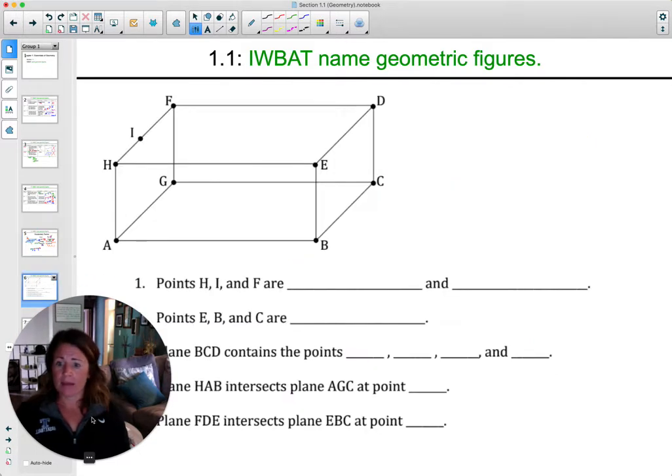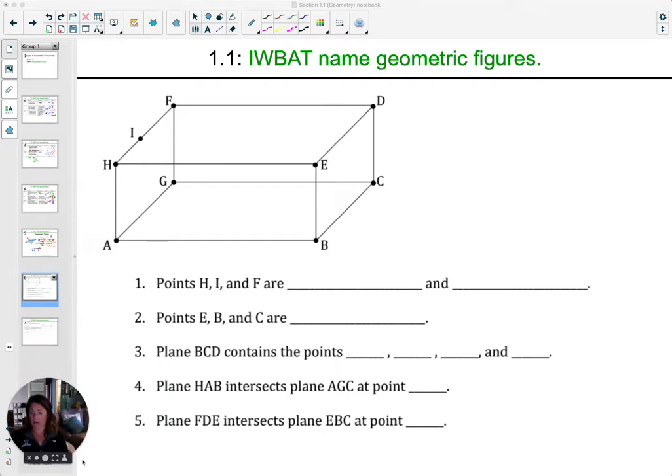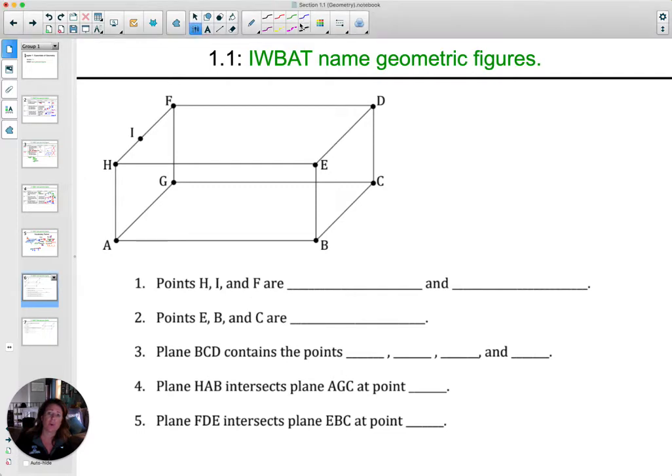Taking a look at these, let me get my head out of the way here. Taking a look at these, so just using our vocab terms to describe these different points and different figures that they're talking about. So H, I, and F, and you can pause the video and try this yourself and then come back and check your answers if you want. So H, I, and F, you can draw a straight line through them. So they're collinear.